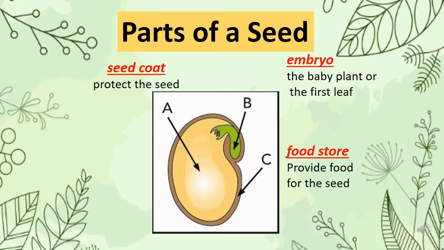The life cycle of a plant starts from a seed. A seed has three main parts. The seed coat that protects the seed, the food store that provides food for the seed, and the embryo, the baby plant or the first leaf.